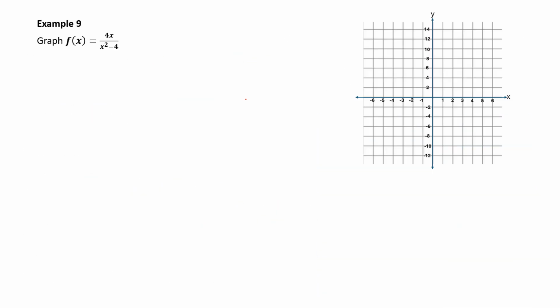4x over x squared minus 4, we're going to find the y-intercept. So that's f of 0, and that equals 0 over -4, and that is 0.